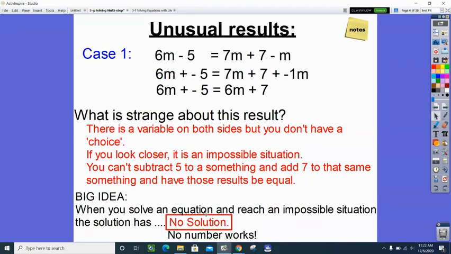So basically, when you solve an equation and reach an impossible situation, the solution has no solution. No number works. So no matter what m you pick in the original equation, it doesn't work. Nothing. No solution.